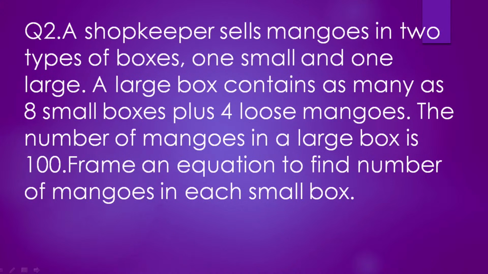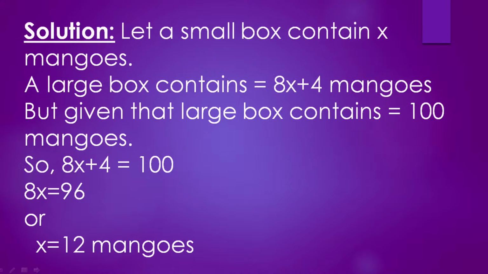A shopkeeper sells mangoes in 2 types of boxes, one small and one large. A large box contains as many as 8 small boxes plus 4 loose mangoes. The number of mangoes in a large box is 100. Frame an equation to find the number of mangoes in each small box. So we have to choose a variable for the number of mangoes in each small box. Let me take the number of mangoes as x for a small box.